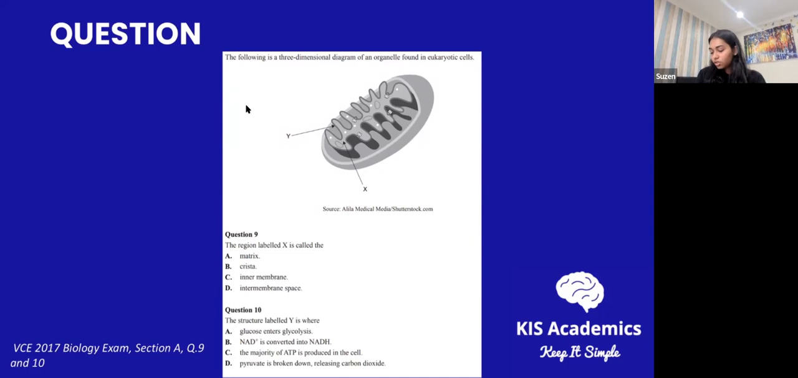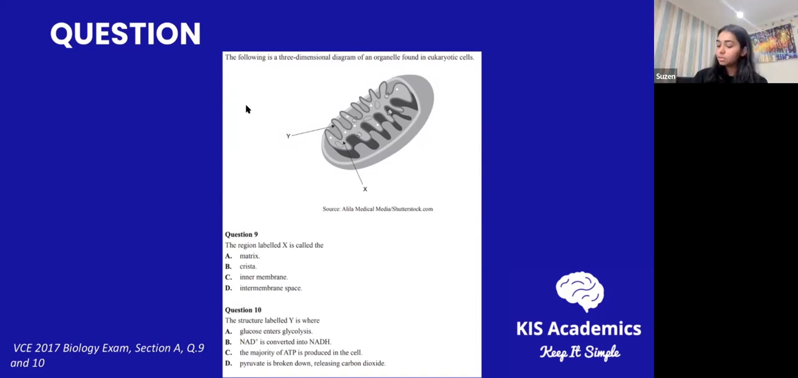Okay, so option A is glucose enters glycolysis, and C says the majority of the ATP is broken down and produced in the cell. So the correct answer here is C. The reason is that the structure labeled Y is actually my cristae or the inner membrane. So the cristae, or inner membrane, is where my electron transport chain happens. So it's where the majority of the ATP is produced. And as we know, the electron transport chain produces 32 to 34 ATP.